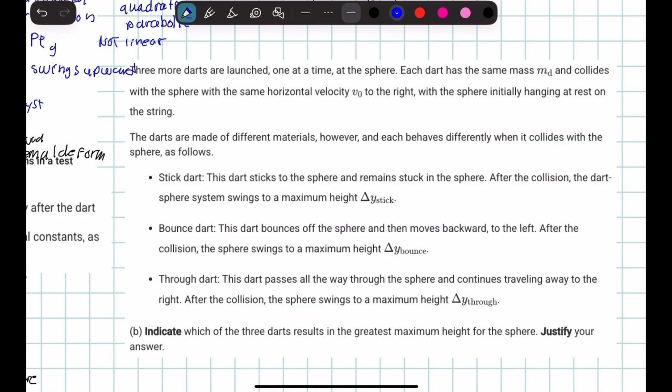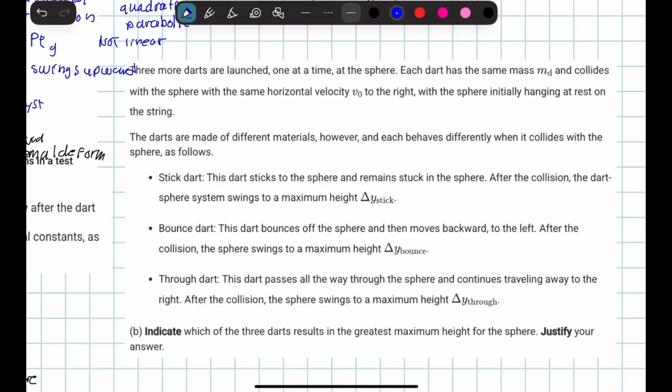The darts are made up of different materials, however, and each behaves differently when it collides with the sphere, as follows. The stick dart sticks to the sphere and remains stuck in the sphere. After the collision, the dart-sphere system swings to its maximum height, delta y stick.